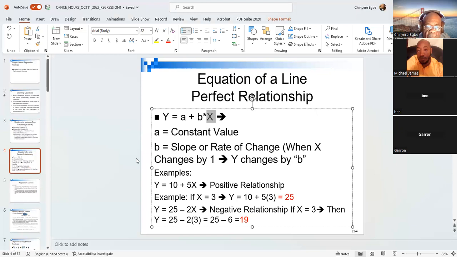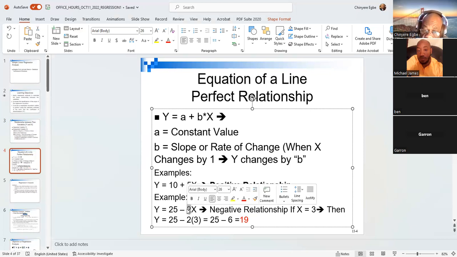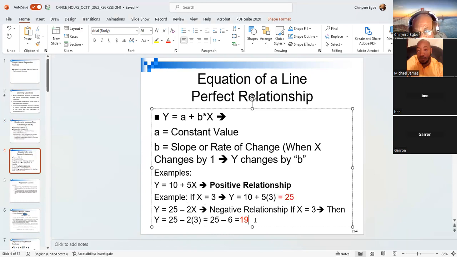And here's an example. Suppose you have a positive relationship where Y is equal to 10 plus 5 times X. This is a positive relationship. And so, for example, if X is 3, then Y is equal to 10 plus 5 times 3, which is 25. Now, for a negative relationship, if Y is 25 minus 2X, 2 is the slope, which is the rate of change. And so if X is 3, Y is 25 minus 2 times 3, which is 19.